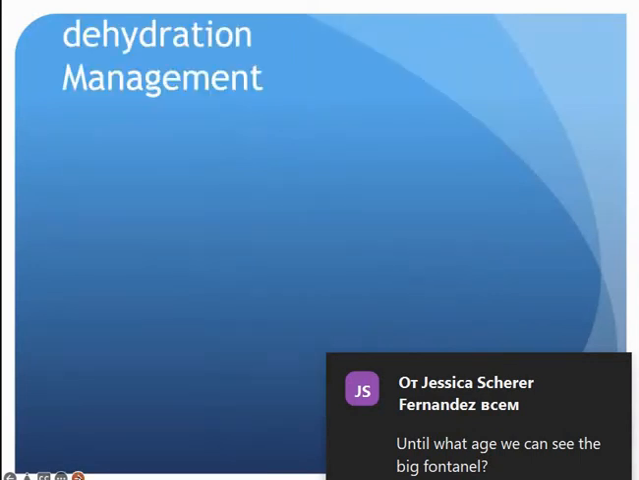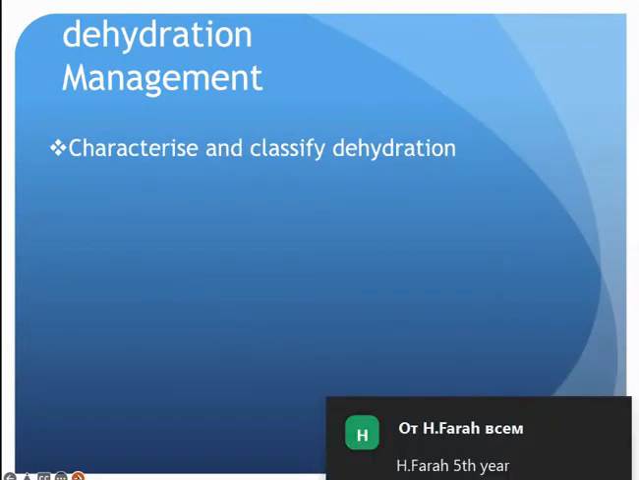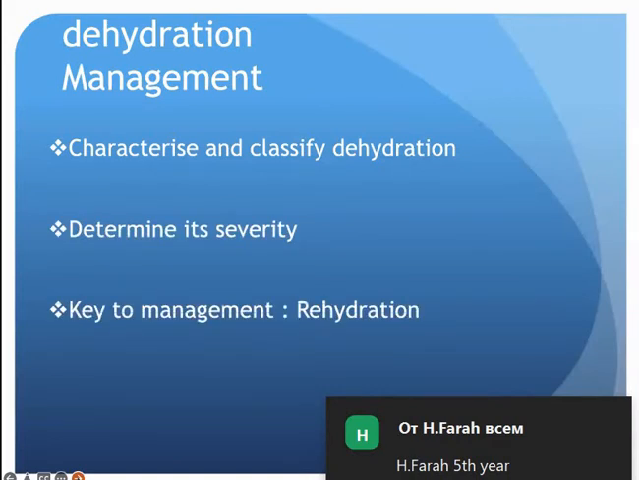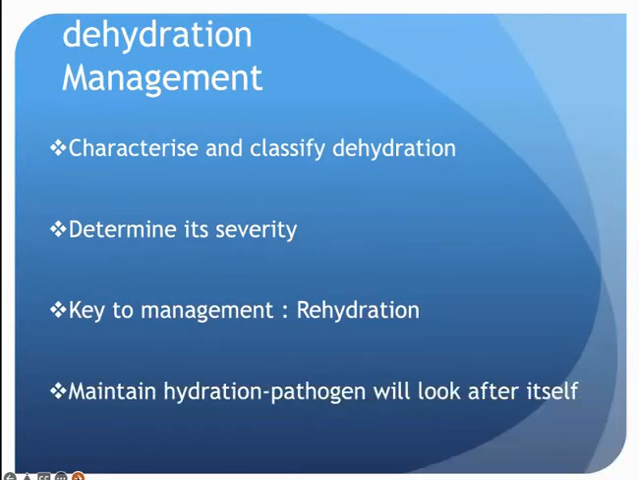So how do we manage it? And this speaks to the question that came up a bit earlier. You want to characterize and classify your dehydration. You want to determine how bad it is, and then you want to start to rehydrate that child. And you want to continue to maintain hydration, because if you do that, whatever bug is causing it, and we're talking about viral disease now, will look after itself.